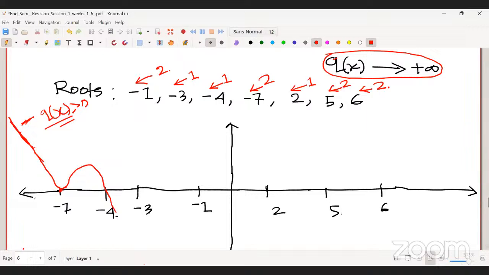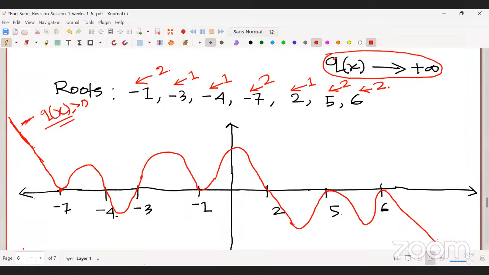And again, it will go to minus 3 and it will cut, for the same reason. Then it will come to minus 1, 0 and bounce back. Then it will go to 0 and cut the point 2. Again it will go to 5, bounce back, and again it will go to 6 and bounce back, right?